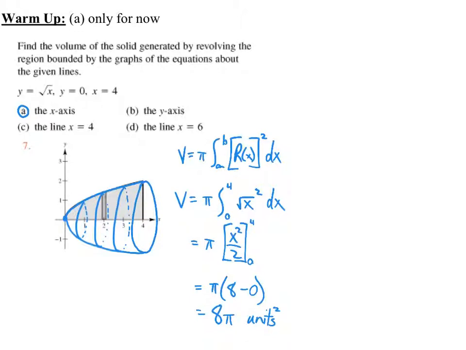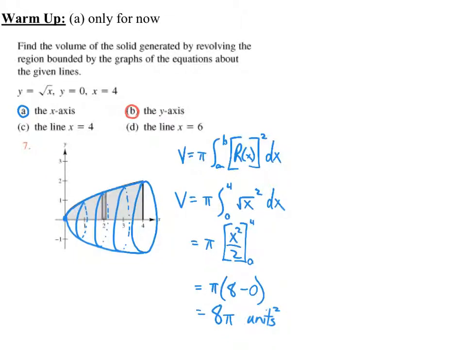Now, we will address other things here as well. Let's deal with one other one of these, and then we will address the ones that revolve around other lines later on. But part B, if I'm revolving this around the y-axis, what's the first thing that has to be true? Well, it does have to be continuous, and it is continuous here.